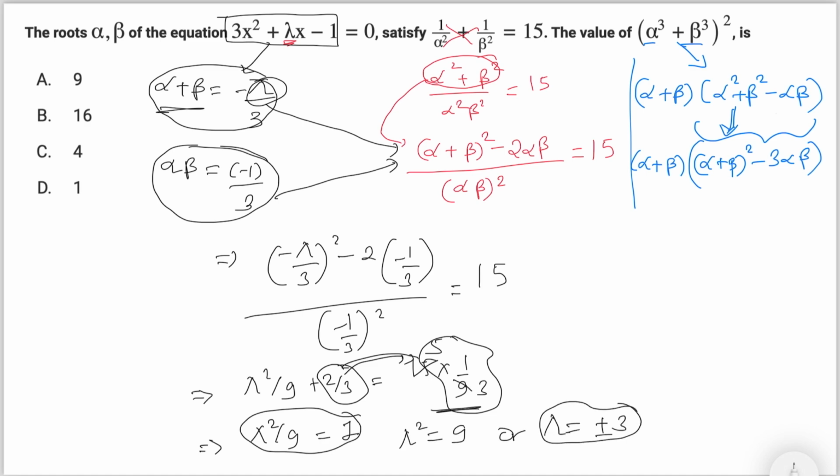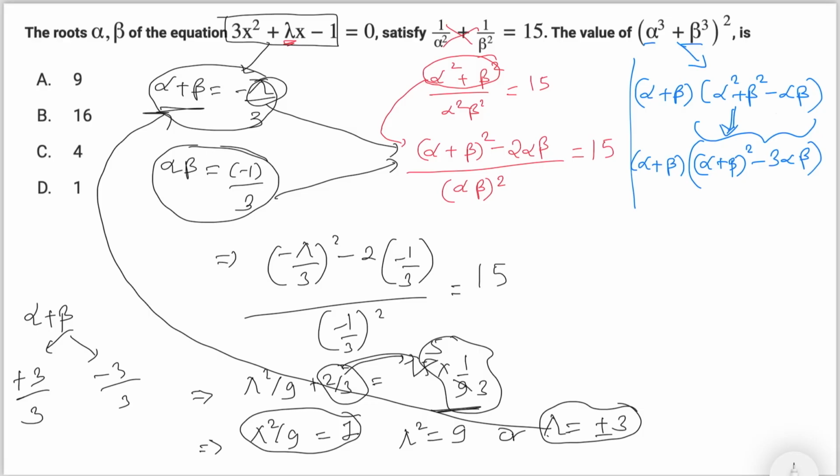Okay, now guys, if lambda is plus or minus 3, I'll resubstitute lambda in its place, that is alpha plus beta. So alpha plus beta will be minus of lambda upon 3, right? That means alpha plus beta will be either plus 3 upon 3 or minus 3 upon 3. We substitute the value of lambda here. Minus of 3 will be minus 3 and minus of minus 3 will be plus 3. So alpha plus beta will be either 3 by 3, 1, or minus 3 upon 3, minus 1.